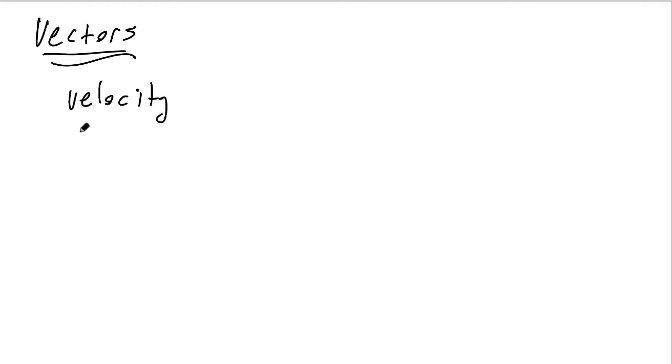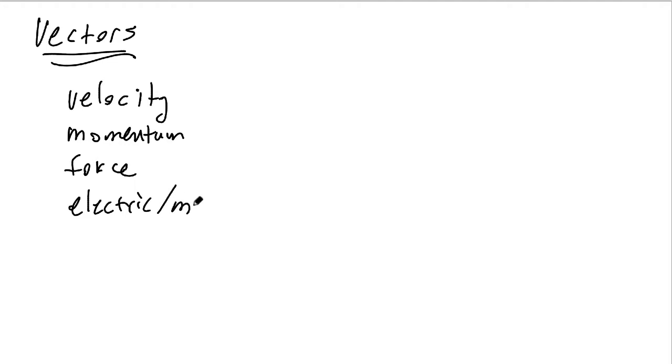In this lecture, I'm going to talk about vectors. In classical mechanics, we define velocity vectors, momentum vectors, force vectors, and so on. We also define, in electricity and magnetism, electric field vectors, and of course, magnetic field vectors.